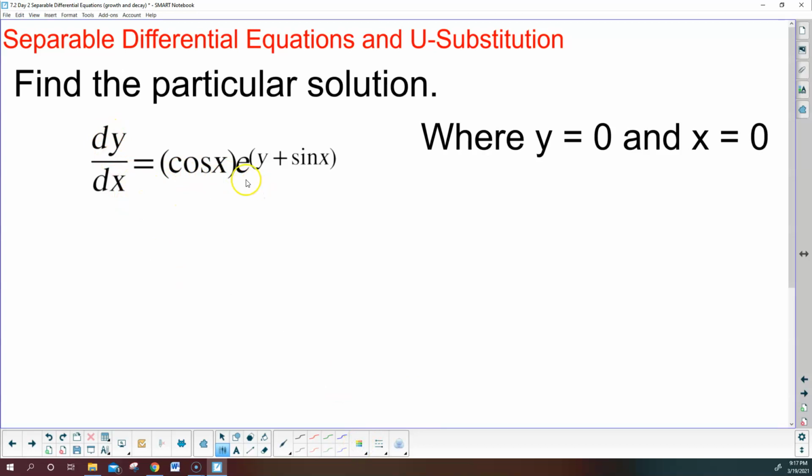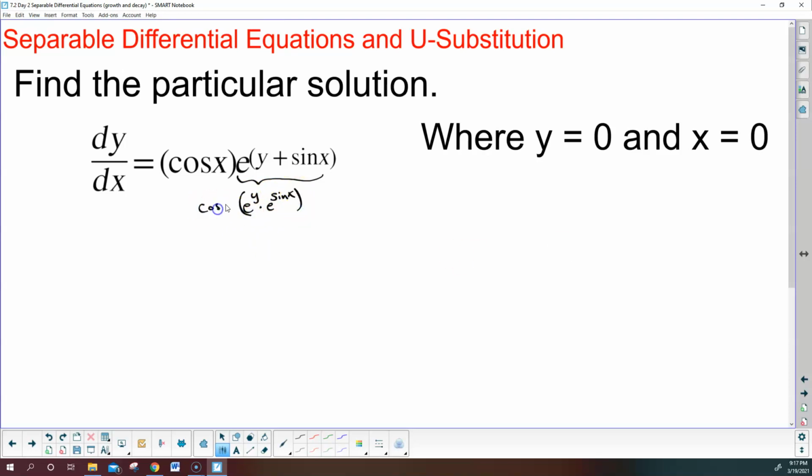So the tricky part here is to remember what this property is telling us. I've got y, e to the y plus x. Well, that can be rewritten as e to the y times e to the sine x.